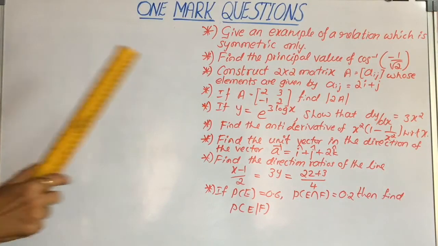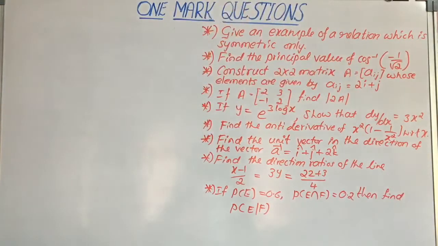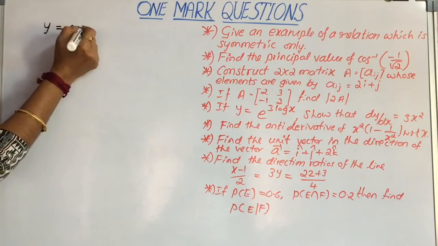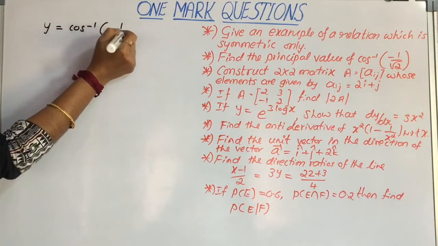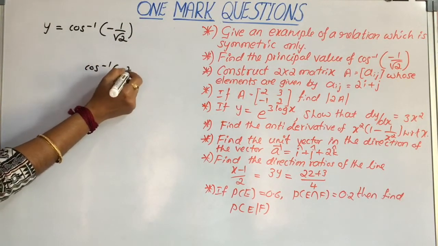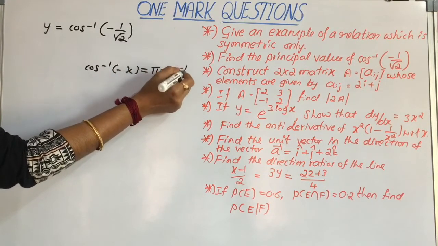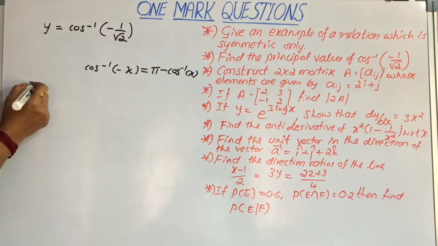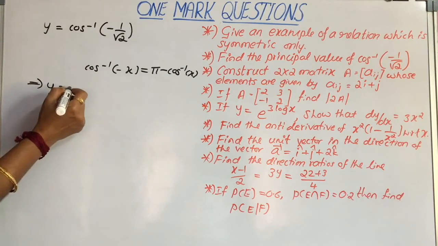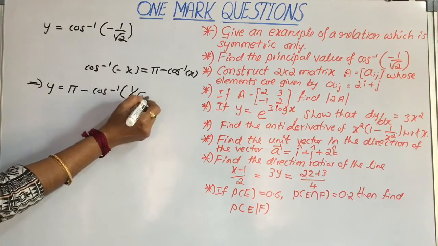Now move on to the second question. Find the principal value of cos inverse of minus 1 by root 2. Let us consider y is equal to cos inverse of minus 1 by root 2. But we know that cos inverse of minus x is equal to pi minus cos inverse x. So if we use this property, the given function can also be written as y is equal to pi minus cos inverse of 1 by root 2.